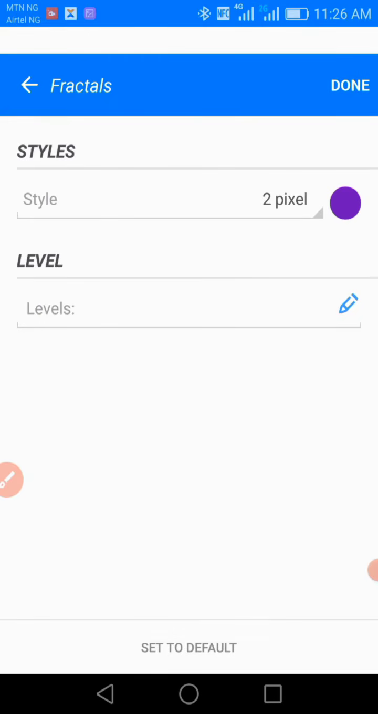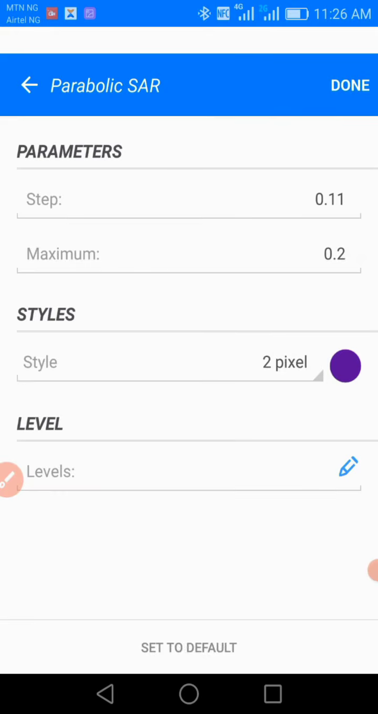Okay, so let me give you the settings now. This is fractals, of course you know it already. And then I also have my parabolic SAR on the main chart as well. These are the parameters. You can take a screenshot.